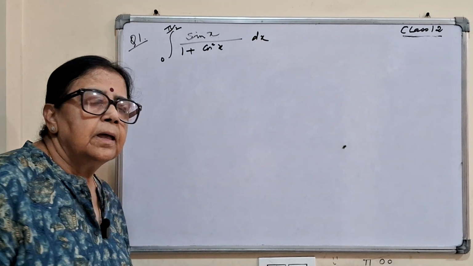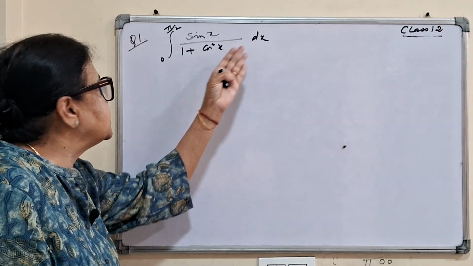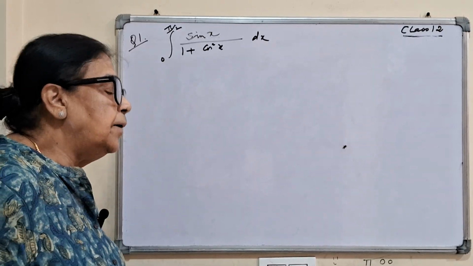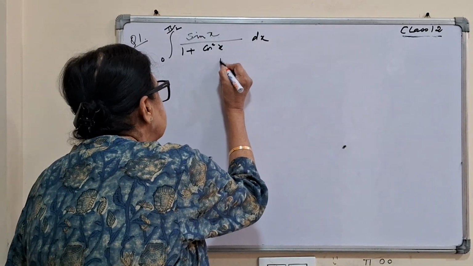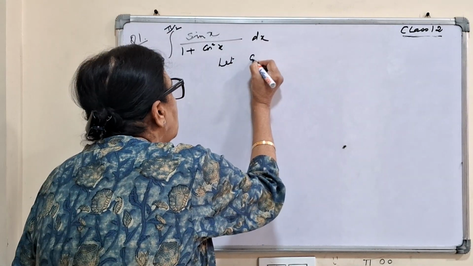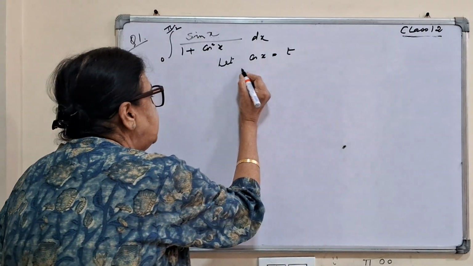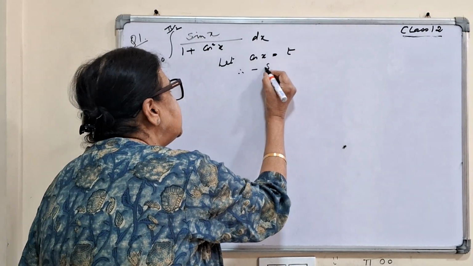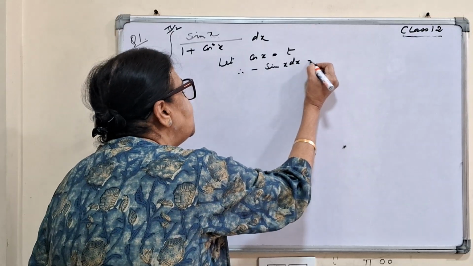Question number 1: the integral from 0 to pi by 2 of sin x over (1 plus cos square x) dx. So we have to think of a substitution. Let cos x is equal to t. Therefore, minus sin x dx is equal to dt.